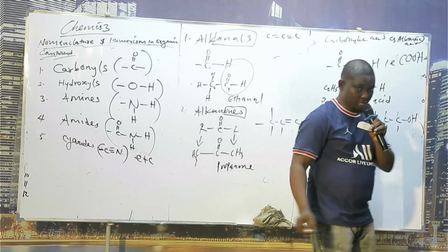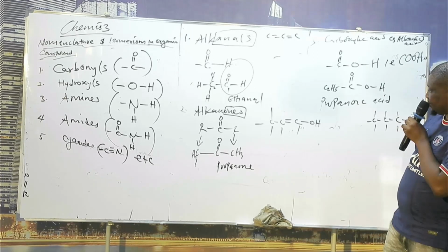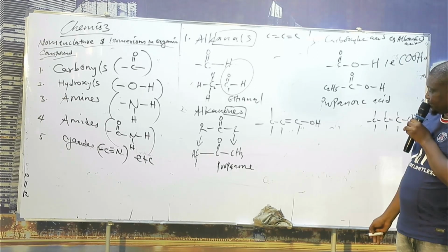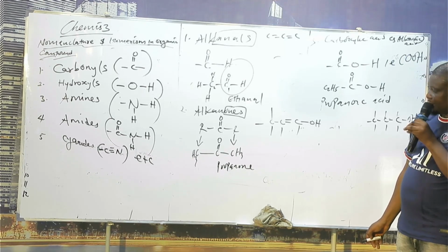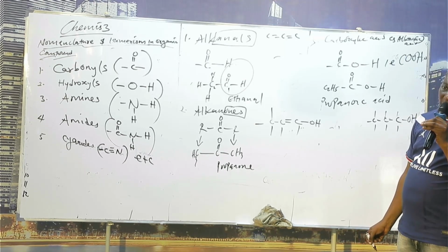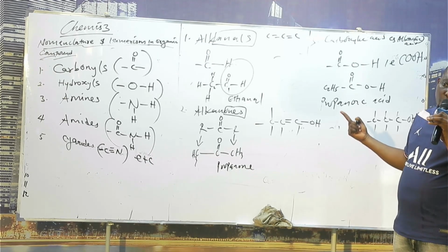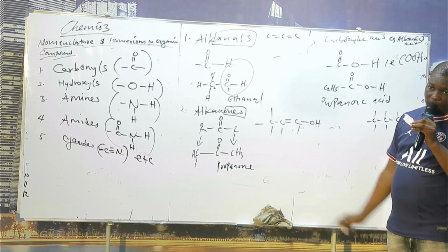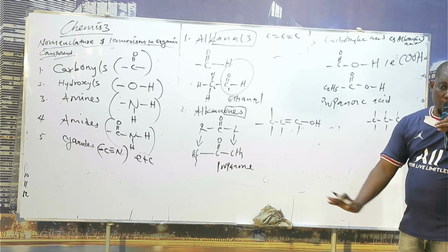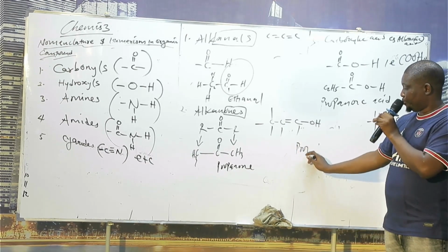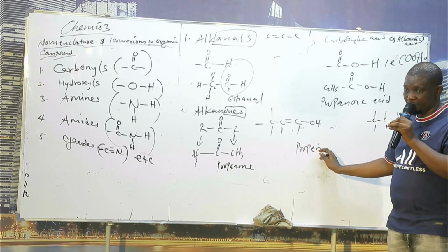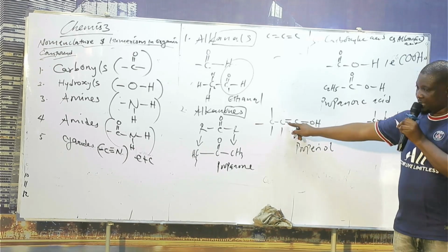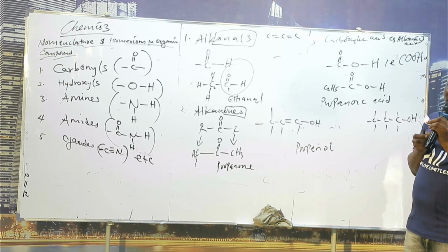Someone say, can this exist? Yes, it can exist. What is this? No, this one is not propanol again. So this one has a bifunctional group. Two functional groups: OH and a double bond. This is called propenol. Propene, then put "ol". Because it's an alkene, it is an alkenol.